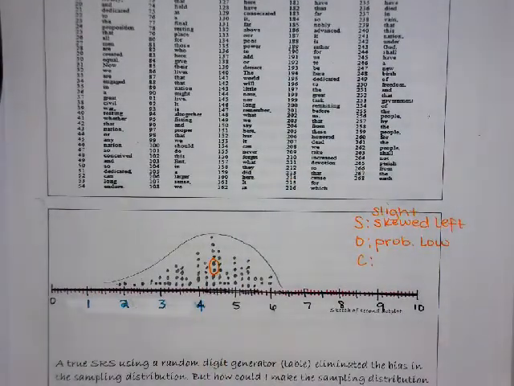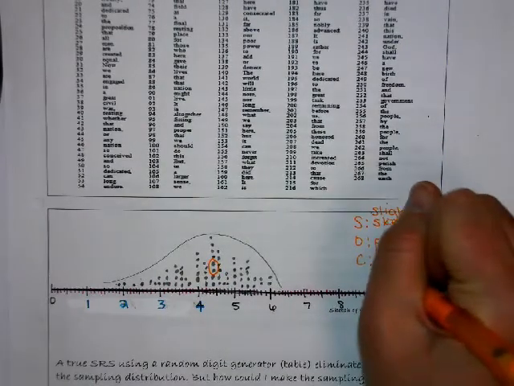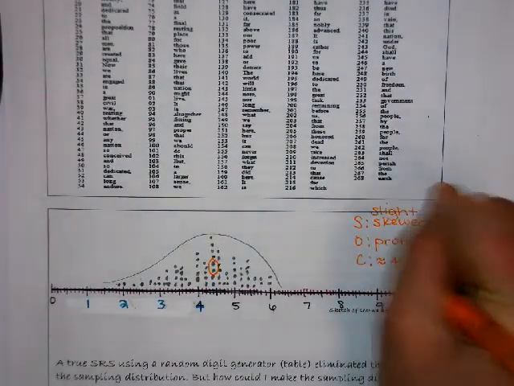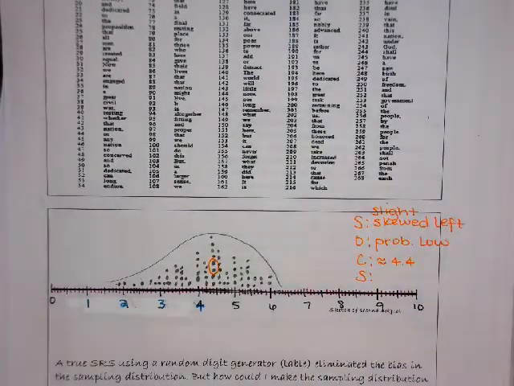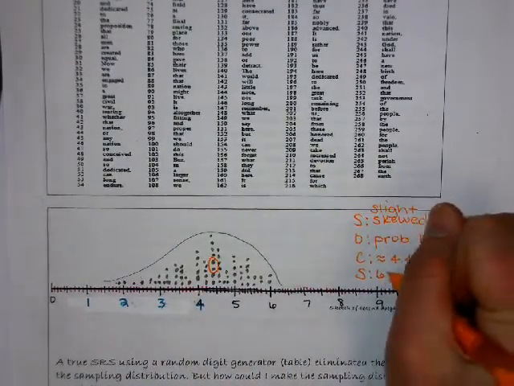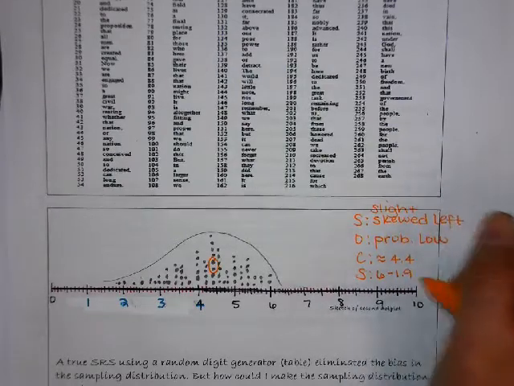And then last one, spread. So the highest here is 6, lowest is 1.9. So that's 4.1. Did I do my subtraction right? That's 4.1, right?